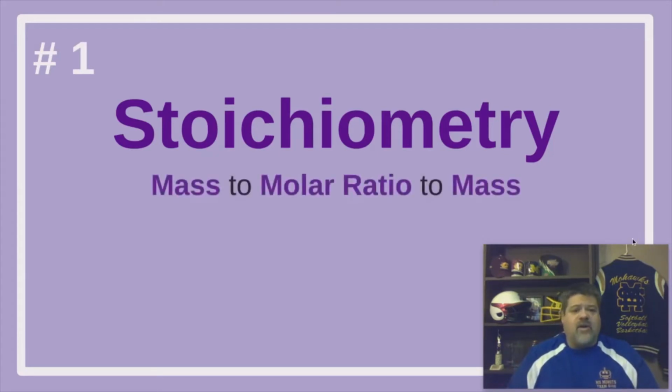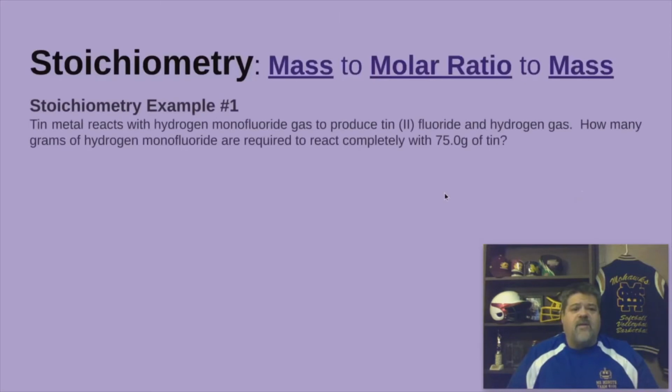So what we're going to start off, we're going to do mass to molar ratio to mass. Now, we could put mass, volume, mole, any of those things right here, but we have to convert from one compound to another. So again, we're going to do stoichiometry with Mr. Nelson. So we're going to start off with our first example problem that we have.